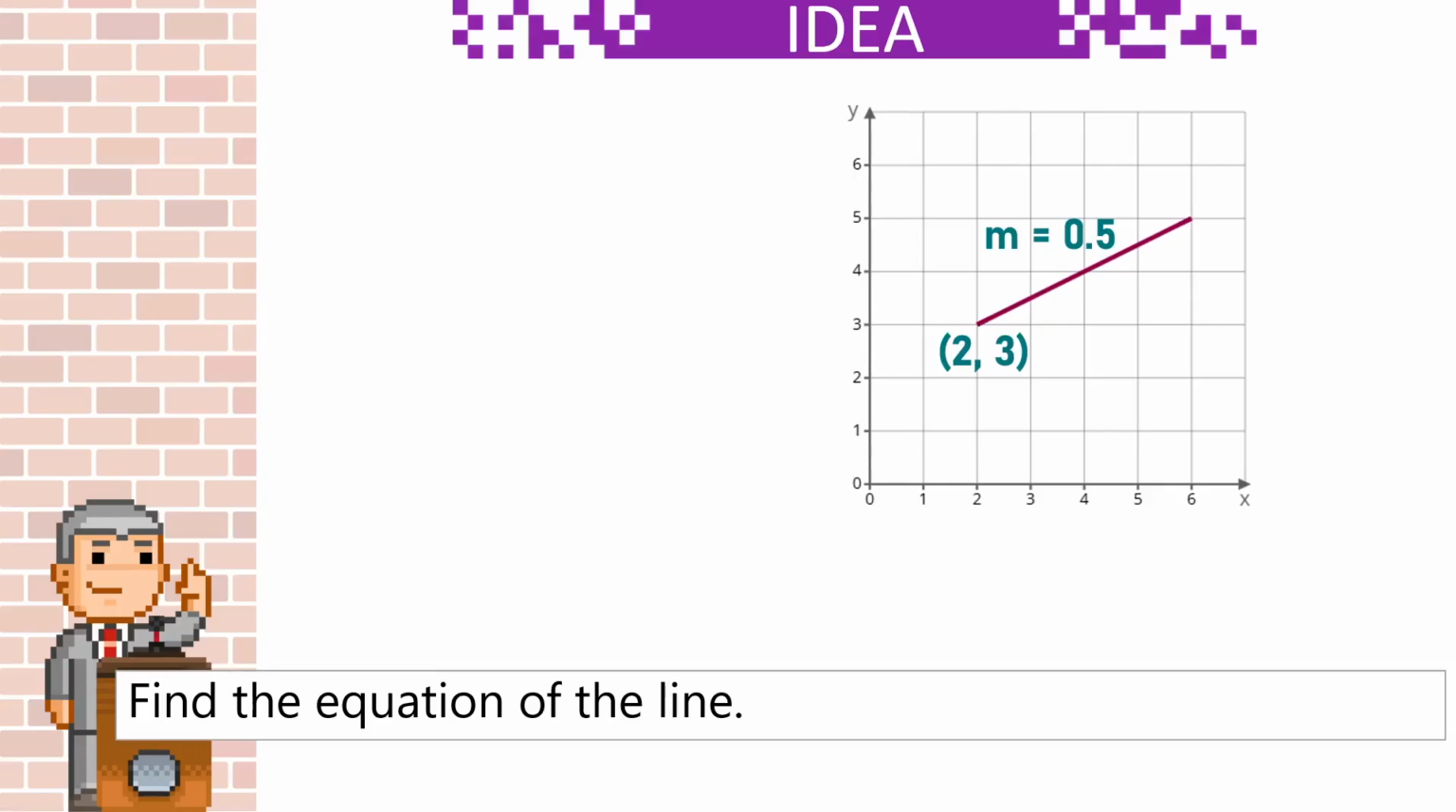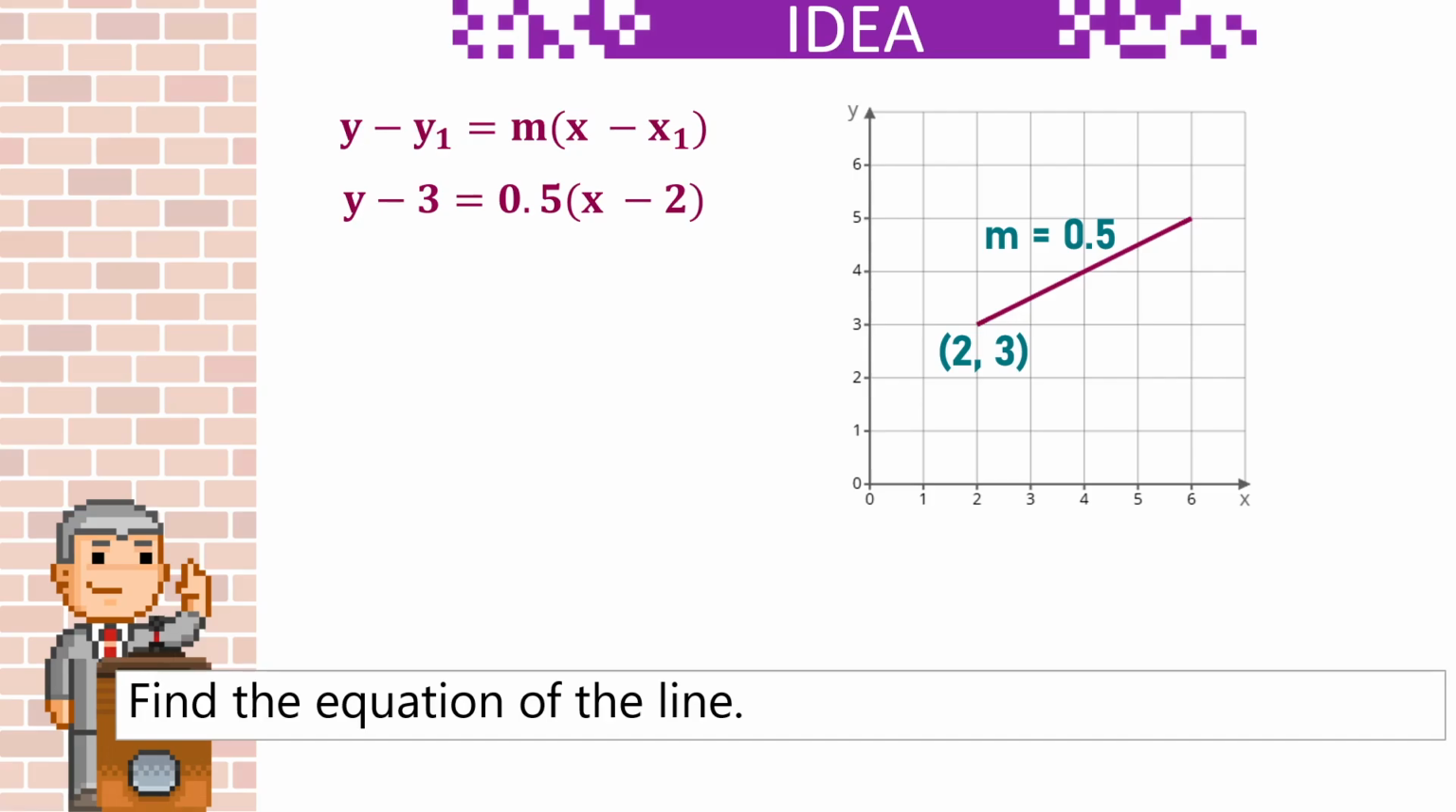This line has a coordinate of 2, 3 and a gradient of a half, and we can find the equation using y minus y1 equals m brackets x minus x1. The way we use this is m is going to be the gradient, so we just substitute in 0.5 there, and x1 and y1 are the coordinates of the point we have.